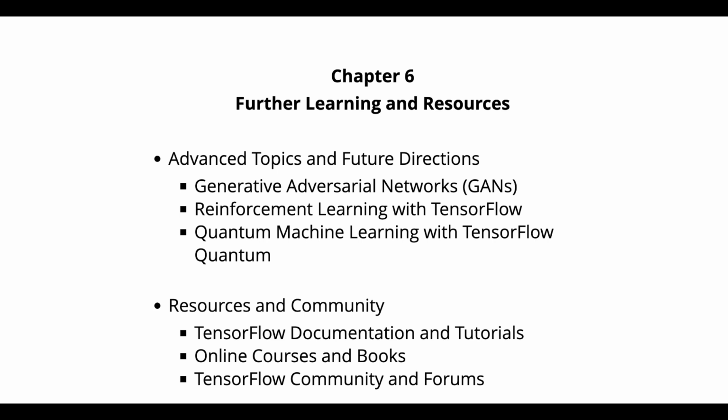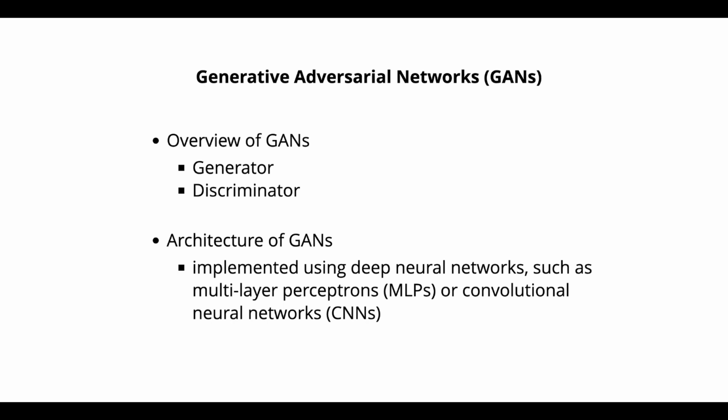And in this advanced topics, we're going to first talk about generative adversarial networks or GANs. Generative adversarial networks are a class of deep learning models introduced by Ian Goodfellow and his colleagues in 2014. GANs consist of two neural networks, the generator and the discriminator, which are trained simultaneously in a competitive manner. As you can see from the names, the generator learns to produce synthetic data samples that are indistinguishable from the real data, while the discriminator learns to differentiate between real and fake samples.